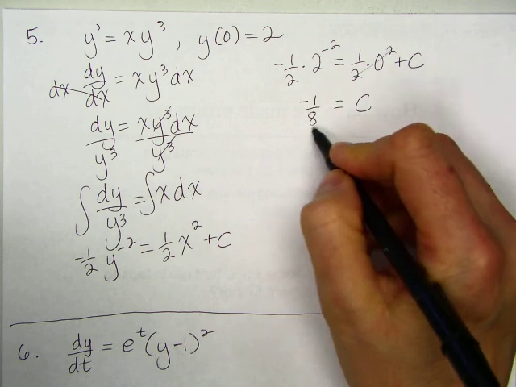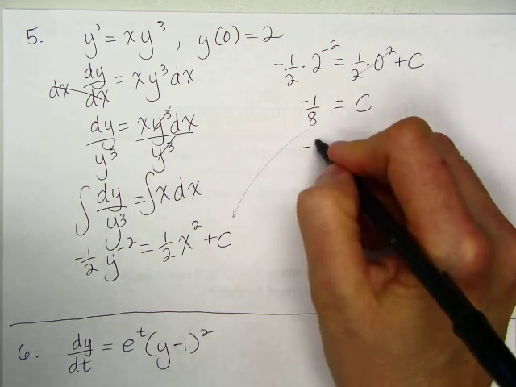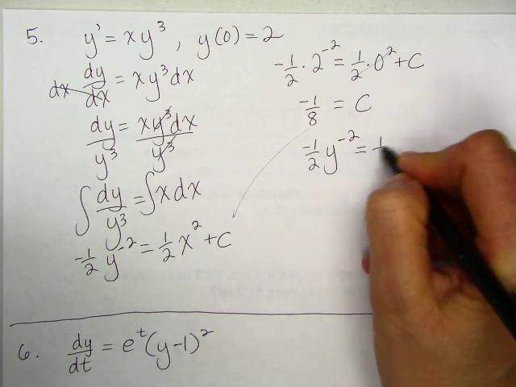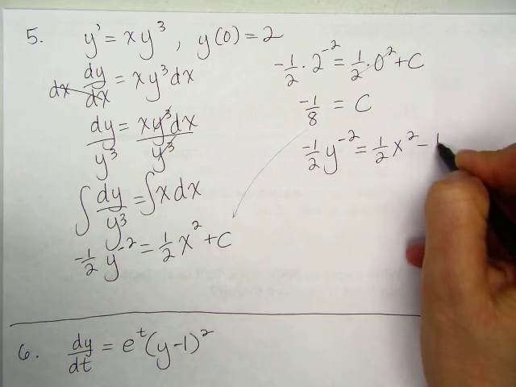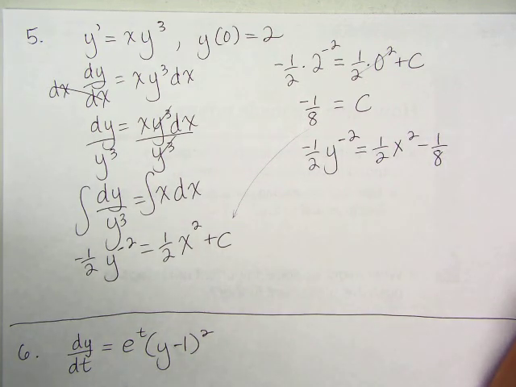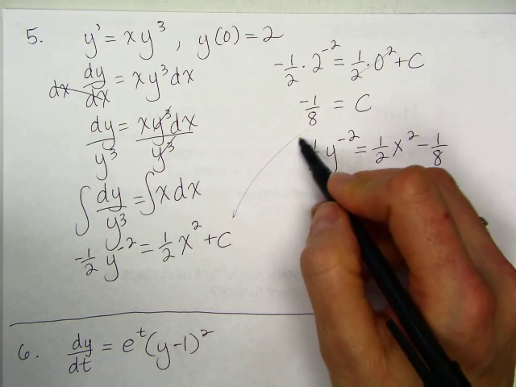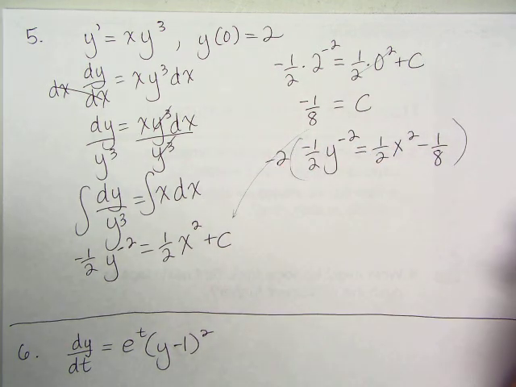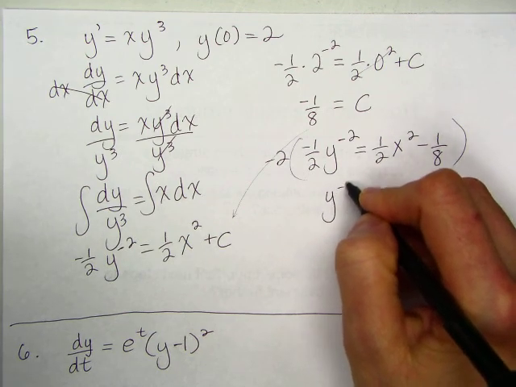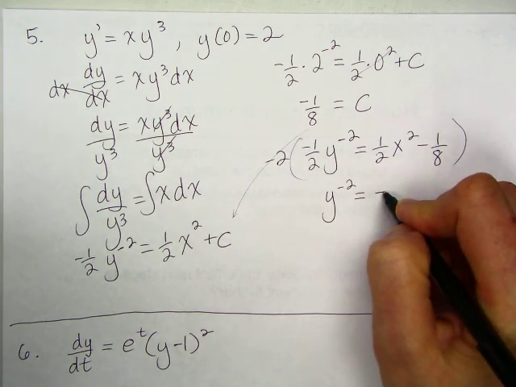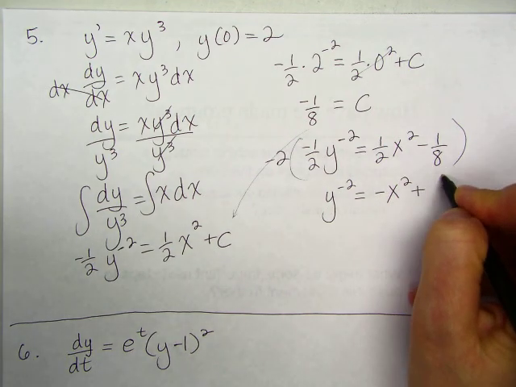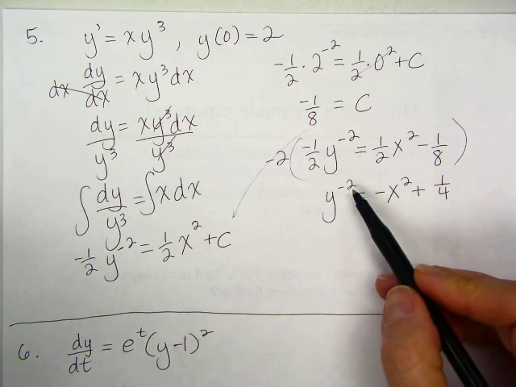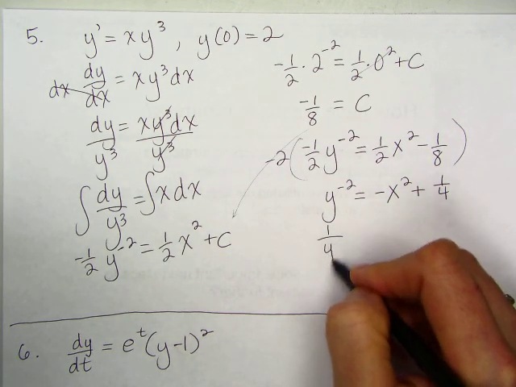All right. When we plug that back in here, we'd have -1/2 y to the -2nd equals 1/2 x squared minus 1/8. Okay. Still need to solve this equation for y, so we'll multiply everything by -2 to clear the fractions. So this would be y to the -2nd equals -x squared plus 1/4. All right. Now we've got to get rid of this y to the -2nd, which is really the same as 1 over y squared.